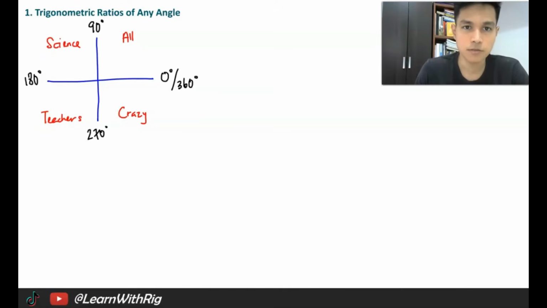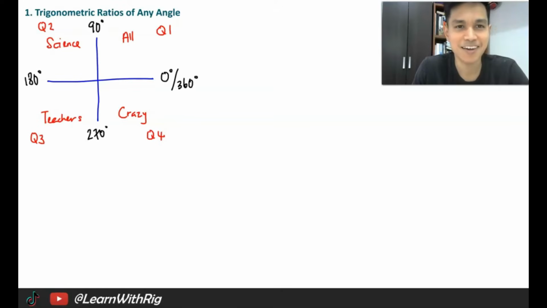So this is the first quadrant, quadrant 1, this is quadrant 2, this is quadrant 3, and this is quadrant 4. You can use All Science Teachers Are Crazy, you can use Add Sugar To Coffee also can. So it's up to you, use your own, it's your freedom what you want to create. But I'm using All Science Teachers Are Crazy because my science teacher was crazy.